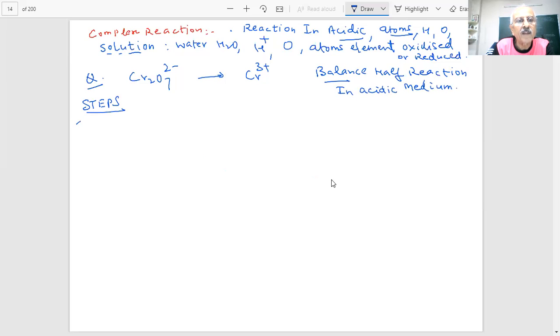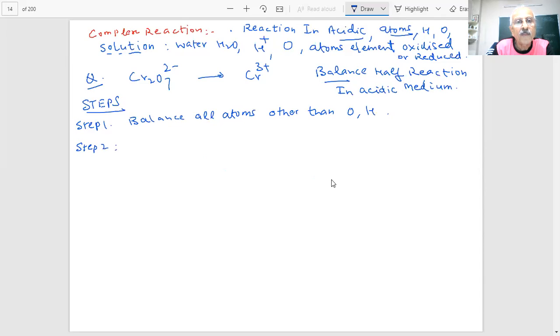Step one: balance all atoms other than oxygen and hydrogen. For the first step, you'll add 2 Cr on the right side. Wait, I will give you all the steps. You first make notes, then we will do it. First step, balance all atoms other than hydrogen and oxygen.